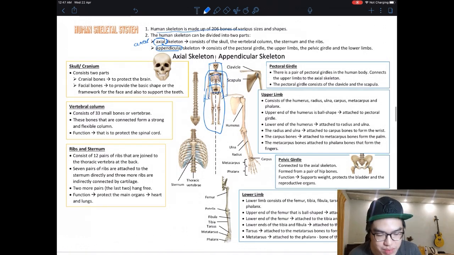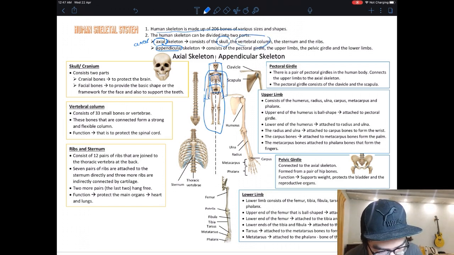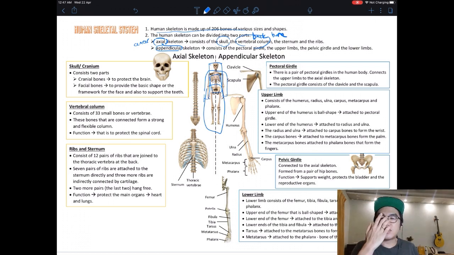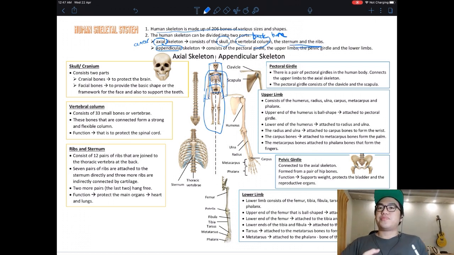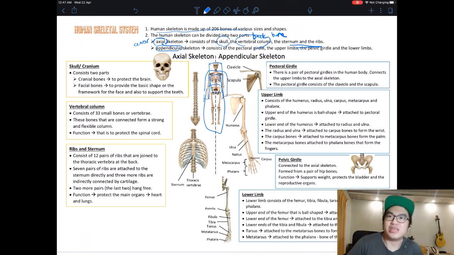What is the axial? The middle important one. You have the skull, your skull. And then you have your vertebral column, which is your backbone. If you don't understand, this is your backbone, your 脊椎骨, your backbone. And then you have your sternum and the ribs. These are together. What is sternum? Sternum is this one, your chest bone. Your rib is this one. We call it the 肋骨.